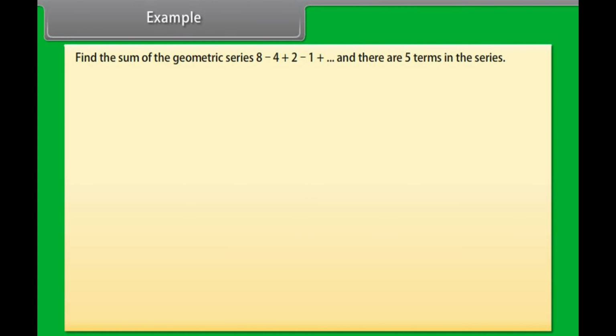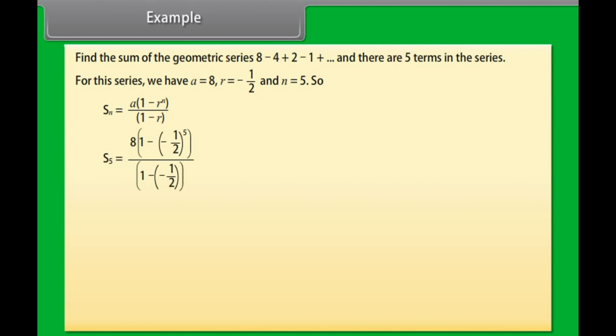Example: find the sum of the geometric series 8 - 4 + 2 - 1 + and so on, and there are 5 terms in the series. For this series, we have a = 8, r = -1/2, and n = 5. So, Sn = a(1 - r^n)/(1 - r). By substitution and calculation of the values, we get 11/2.